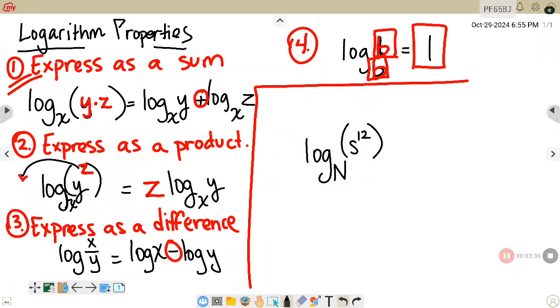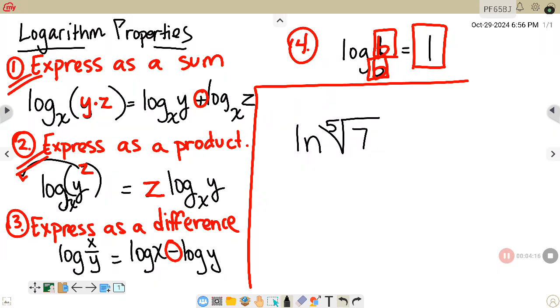All right, in this next example, we have log base n of s to the 12th, and it's asking us to express this as a product. So this is talking about rule number 2. If your log is being raised to an exponent, you can rewrite that as a product by bringing that exponent down and making it times your logarithm. So 12 times log base n of s.